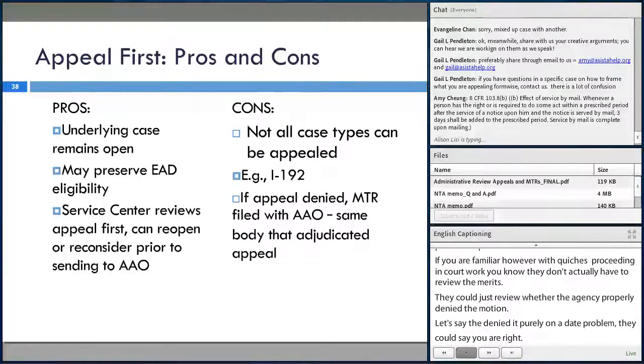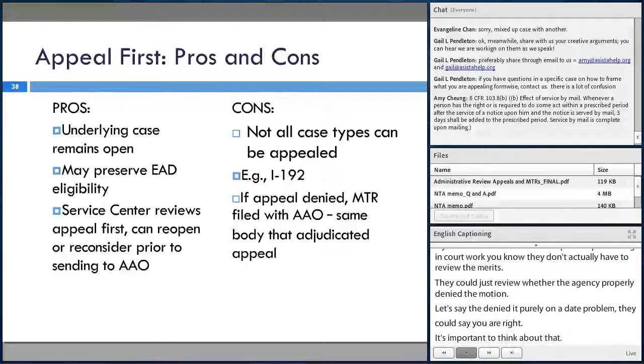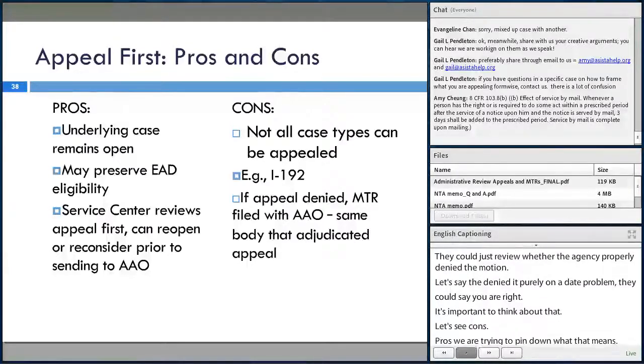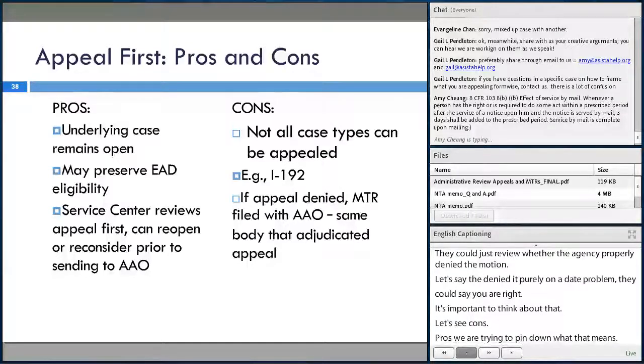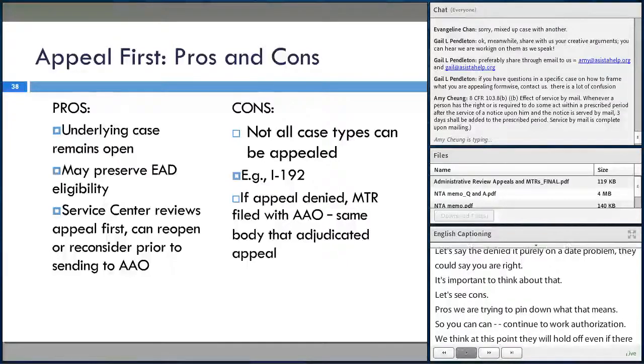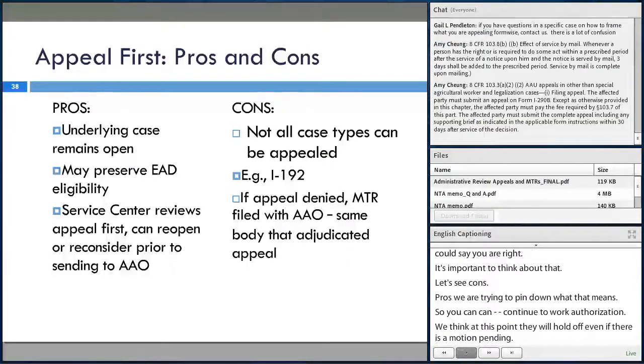Pros, again, with the appeals, as the case remains open, we were trying to pin down what that actually means right now. It seems like the main benefit is you can continue your work authorization. We think that at this point, the NTA implementation will apply, that they'll hold off even if you have a motion pending, not an appeal. We need to keep our eyes open for that because we wouldn't have you all doing motions and then suddenly you're getting NTAs issued because you framed it as a motion instead of an appeal.